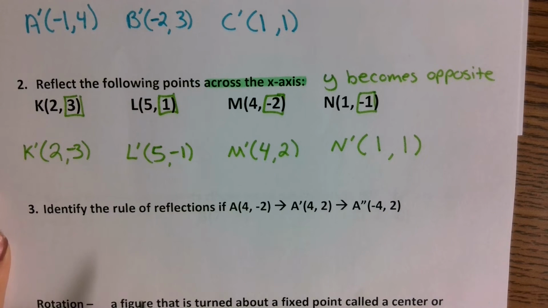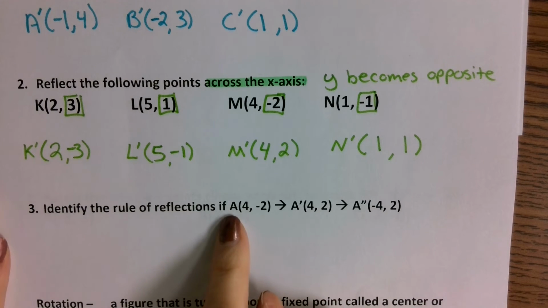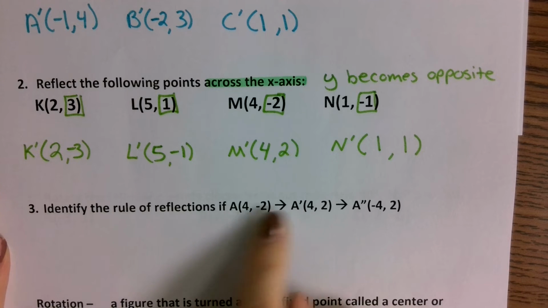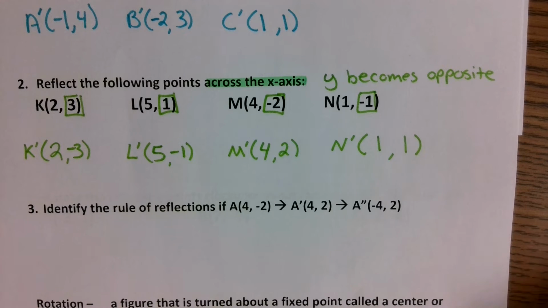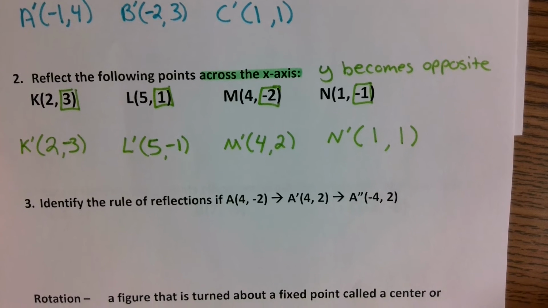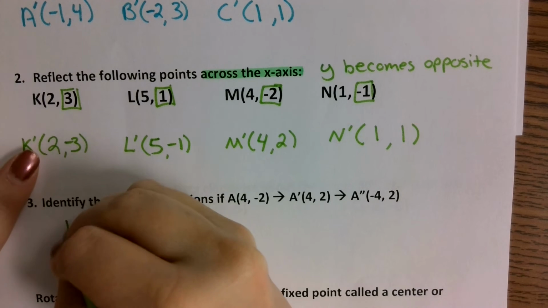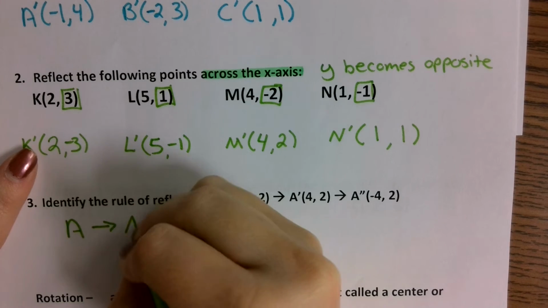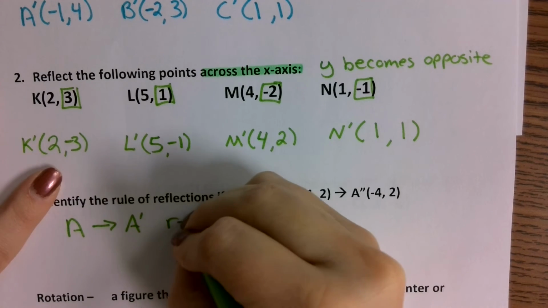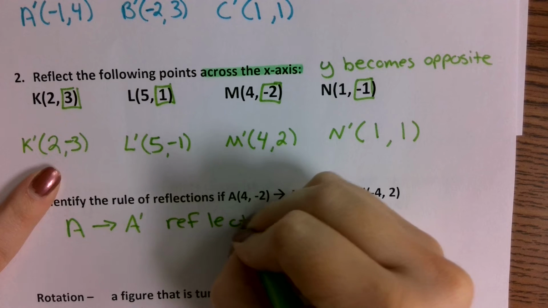Okay, now the rule, if we're going from A to A prime, what effect happened first? Alex? It was a reflection across the x. So to go from A to A prime, it was a reflection across the x-axis.